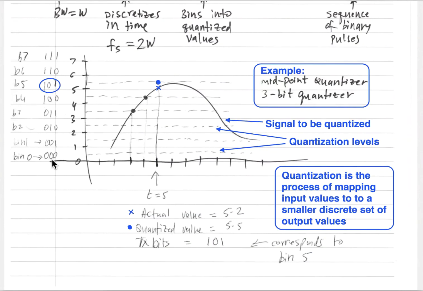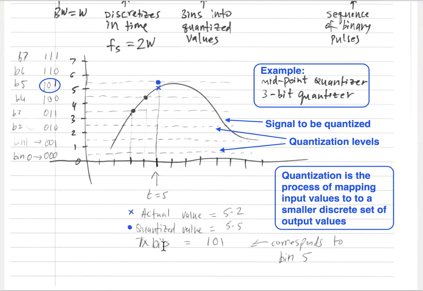And so if it's 8 levels, to differentiate 8 things, I need 3 bits. So I'm going to map each level to a sequence of 3 bits. For example, maybe this level is 000, this level is 001, and so on. So we see that level 5 here was 101.